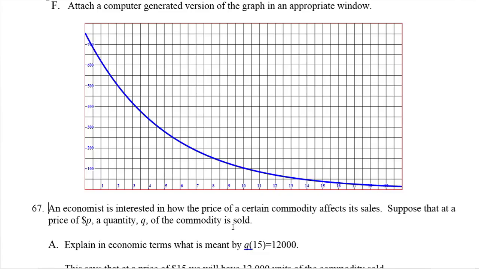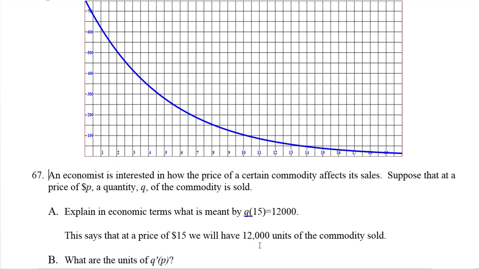Okay, let's keep going. An economist is interested in how the price of a certain commodity affects its sales. Suppose at price P dollars, a quantity Q of the commodity is sold. What is meant by Q of 15 equals 12,000? Well, it says the input is 15, the output is 12,000, the P is 15, the Q is 12,000. So it says when we're paying $15 per item, 12,000 units of the commodity will be sold.